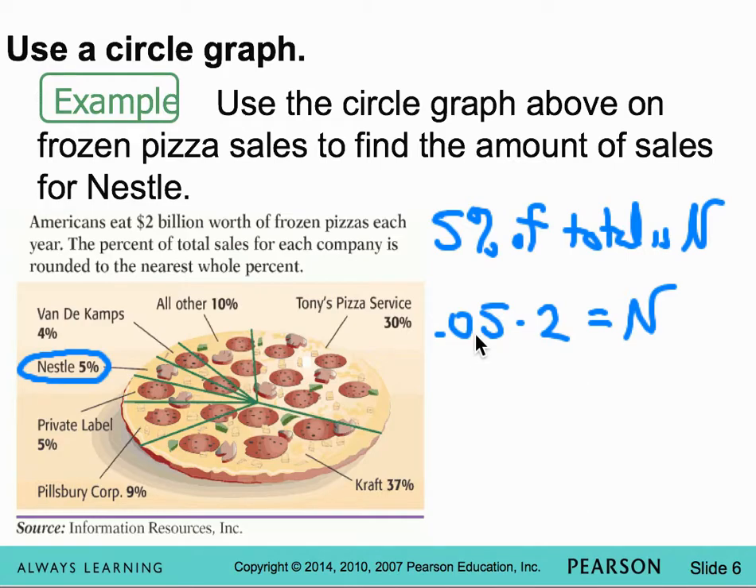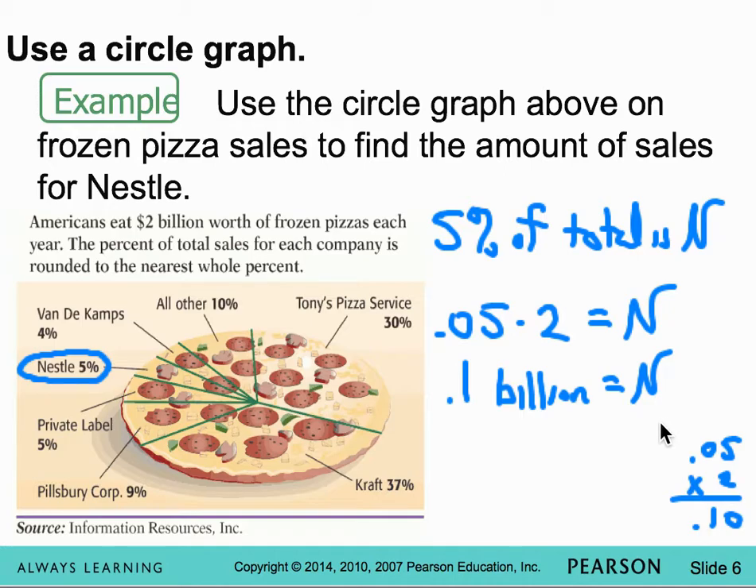All I got to do is multiply 0.05 times 2. So 0.05 times 2. Two numbers behind the decimal. So 0.1 billion is Nestle. 0.1 billion.